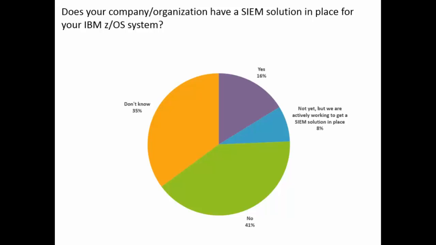In other words, 76% of the respondents answered no or we don't know, yet 53% said they had an enterprise SIEM in place. Why do more than half of the respondents have an enterprise SIEM in place but not one for their mainframe? Do most IT professionals honestly believe that a SIEM solution isn't needed for z/OS because it is unnecessary for whatever reason? So we asked those who answered yes, those who answered "not yet but we are working on it," and those who answered no or don't know separate sets of questions to see if we could learn more.